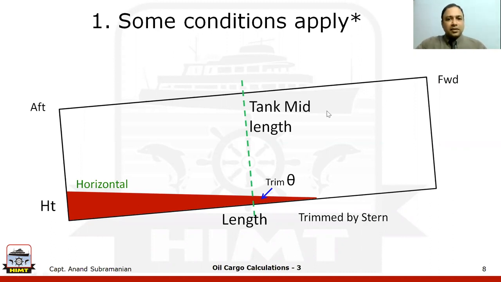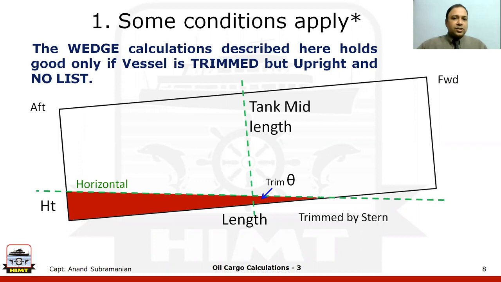Now, just as a disclaimer, as always in life, there are some conditions which apply here also. When you're talking about a wedge for the phase 1 examination, the method we are going to talk about holds good only when the vessel is trimmed but upright, with zero list. That is because only when the vessel is trimmed with zero list does the surface area of the wedge on the side, and the shape the wedge forms, become a regular shape.